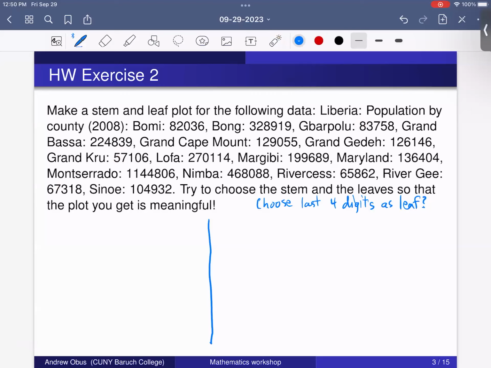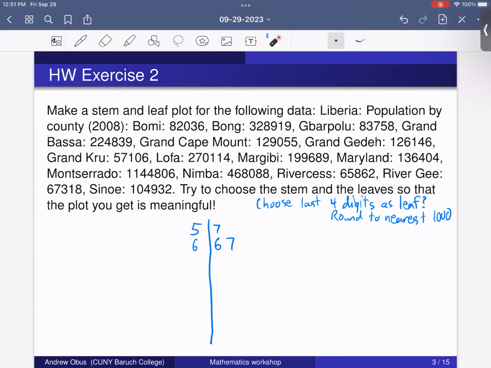So if we choose the last 4 digits as the leaf and we rounded to the nearest 1,000, then for my stems I would have the 5. This is for Grand Cru with a 7 over here. For River Cess and River G, how's it pronounced? It's River G. River G, okay. So I've got 6, this would round to 66,000, and this would round to 67,000. So I'd have a 6 with a 6 and a 7 over here.